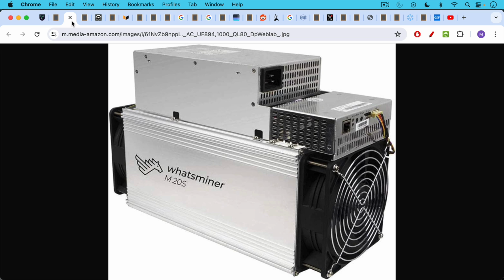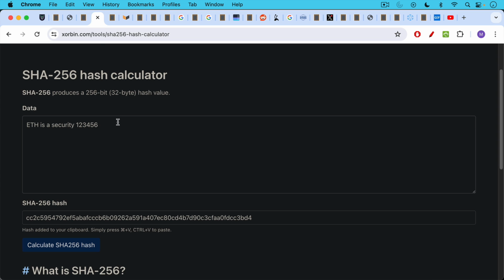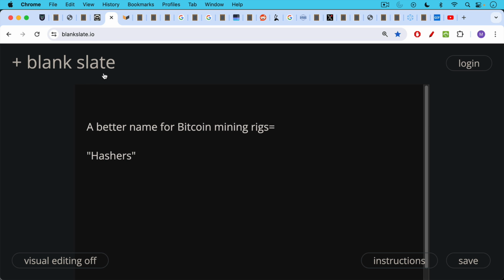This is a Bitcoin mining rig. This is what's called an ASIC, an application-specific integrated circuit. It's a computer that's designed to do one thing and one thing only really, really well, which is SHA-256 hashing. You have an input, you apply it through the hash function, and you get an output. This is what Bitcoin mining rigs do. They guess numbers in order to try to find a number below a certain difficulty target.